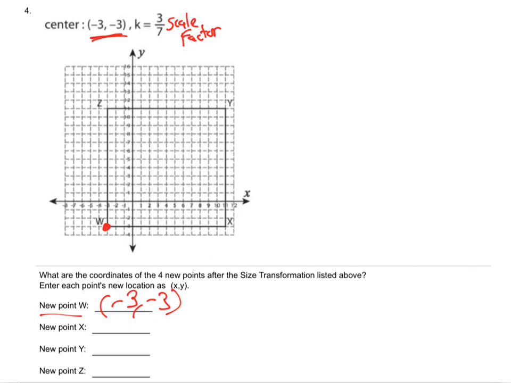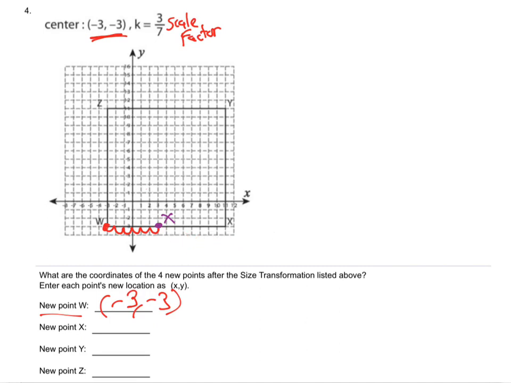Next point, X. How do we get from W, the center, to X? Well, it's 14 to the right. That was to the original X. Now we multiply by the scale factor, 3/7. How do you do that? Remember, you put the 14 over 1. Whole numbers are over 1. 14 divided by 1 is still 14. Then you can cross-cancel. 7 goes into 14 2 times, and then 2 times 3 is 6. So instead of going 14 to the right, we're only going to go 6 to the right. So 1, 2, 3, 4, 5, 6 right there. That's going to be the new point X. So it's shrunk down. It's 3/7 as far from the center as it used to be.